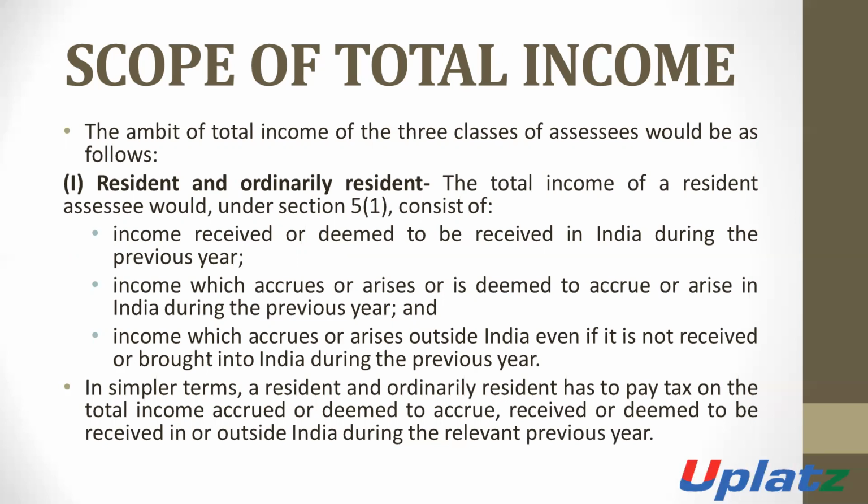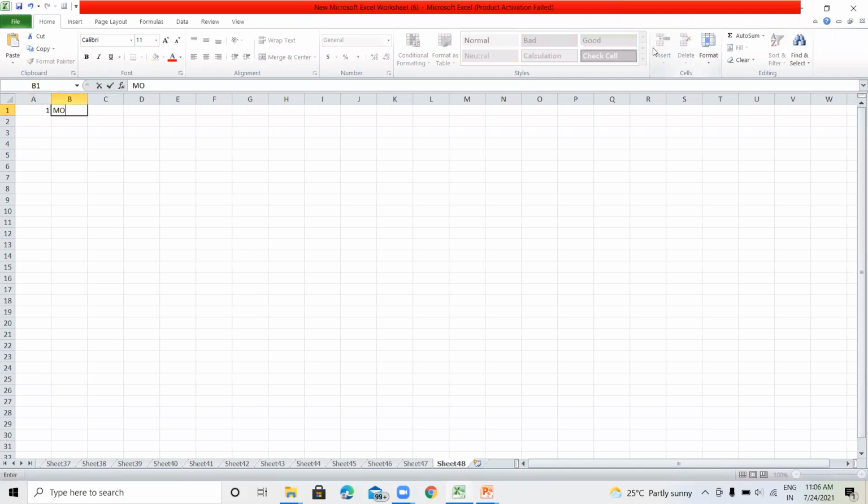Who is ordinarily resident of India? In the case of a resident and ordinarily resident, the following income will be taxable in India. The total income of the resident assessee will include the following. Number one, the income which is received or deemed to be received in India during the previous year. The income which is received in India or deemed to be received in India will be taxable in India. For example, Mr. Mohan is a resident of India.